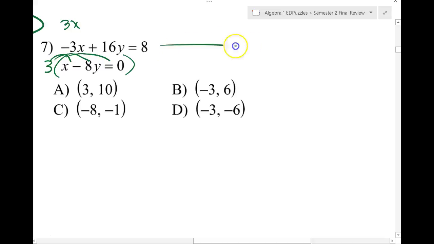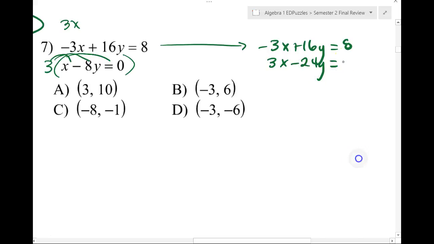So now I'm going to just rewrite the whole thing. Now negative 3x, this is the top equation. We didn't change this one. Equals 8. But then we did change the bottom one. So now 3 times x is 3x. 3 times negative 8y is negative 24y. And then 3 times 0 is 0. Okay, so now we're done with that.